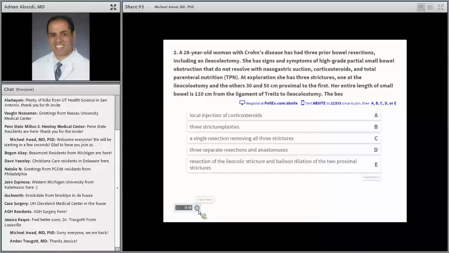Her entire length of small bowel is 110 centimeters from the ligament of Treitz to the ileocolostomy. The best management now would be one of the following.